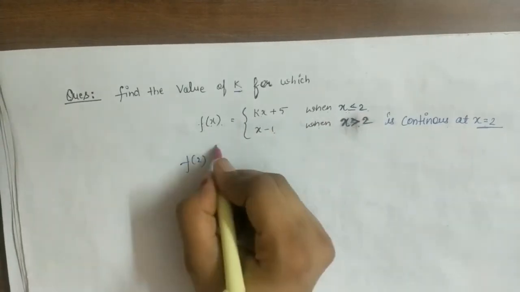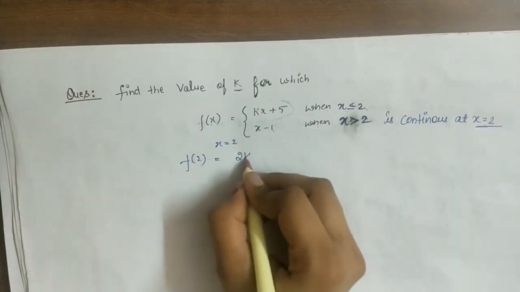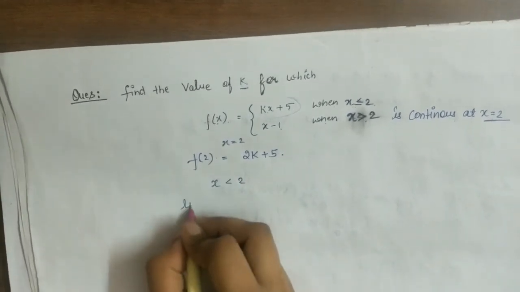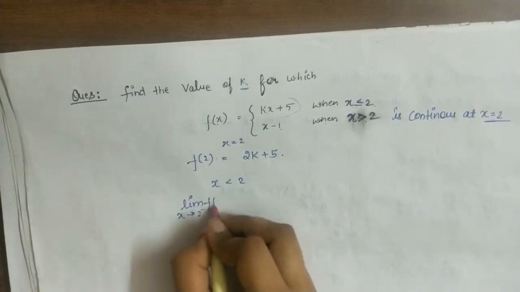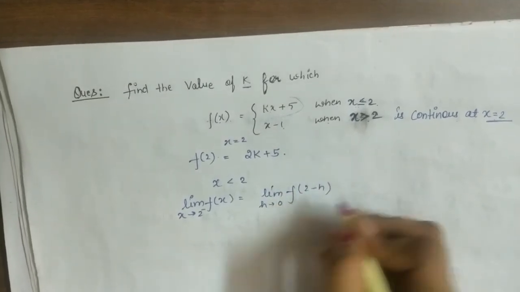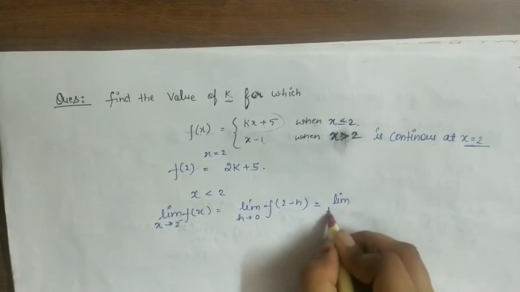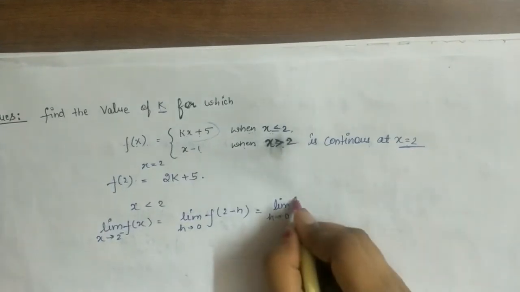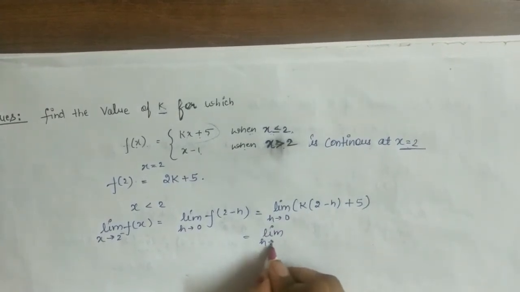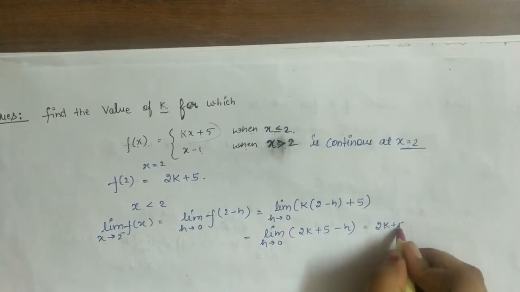f(2): when x = 2 our function is kx plus 5, so f(2) = 2k plus 5. When x is less than 2, limit h tends to 0 and our function is kx plus 5, so limit h tends to 0, k(2 minus h) plus 5, and limit h tends to 0, 2k plus 5 minus kh, is equal to 2k plus 5.